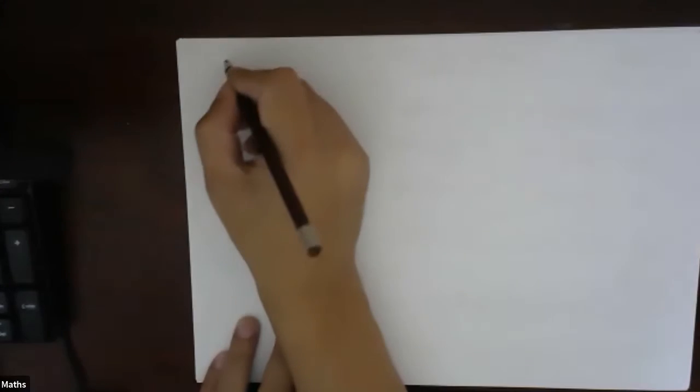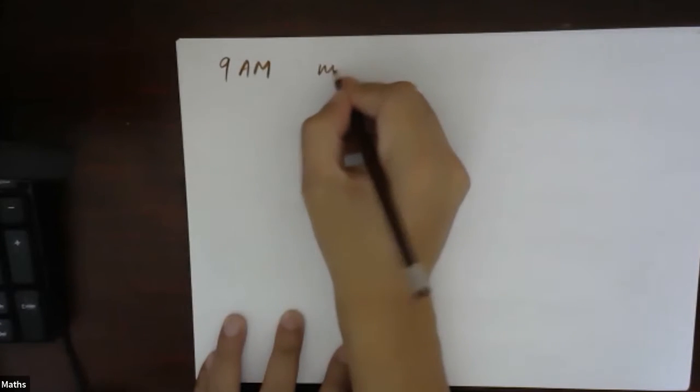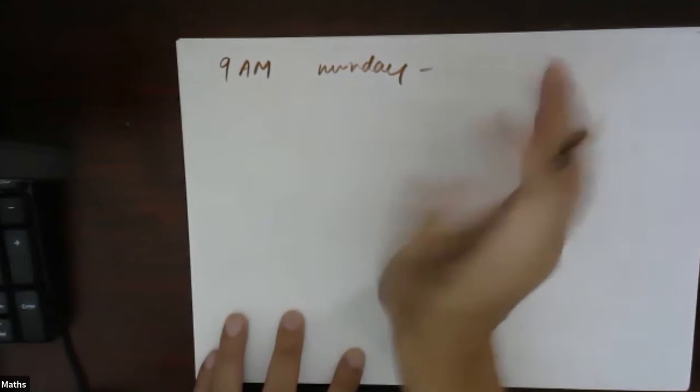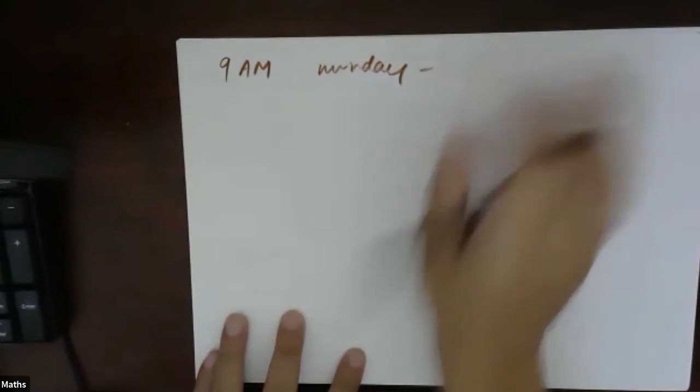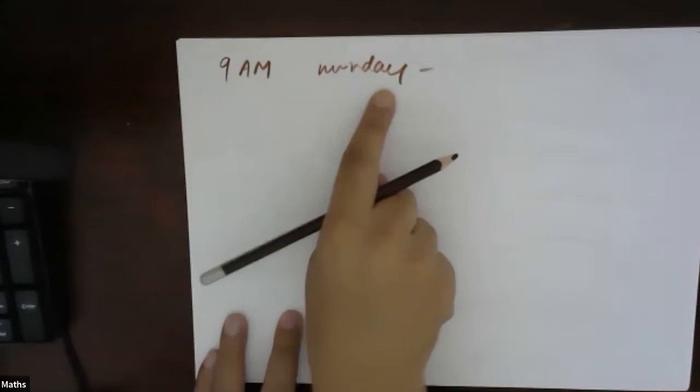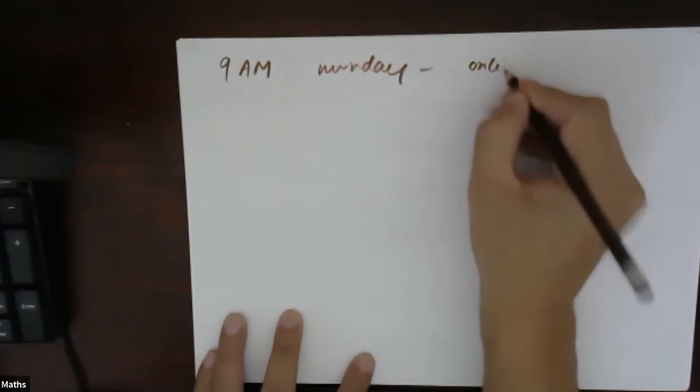Now the method of writing the exam: at 9 a.m. on Monday you will be given your exam paper online. Binary operation is not in the syllabus, so you don't have to do binary operation. Even though we have done it in class, it was removed from the syllabus.